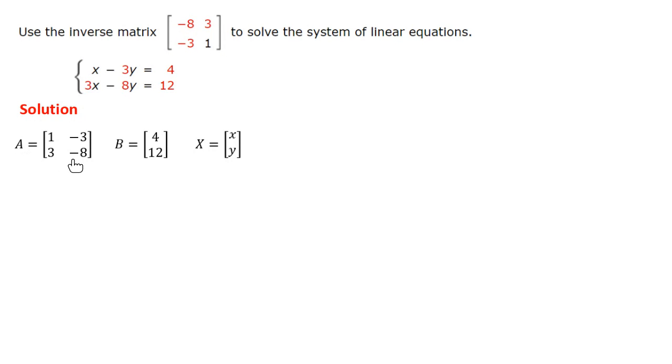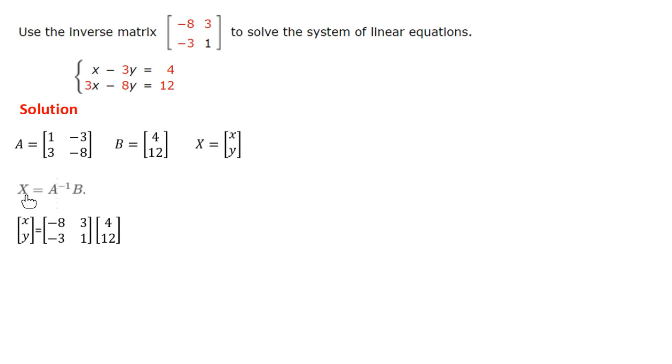So here I have my matrix A. So my A is made up of coefficients. And so the coefficient of X here is 1, so I put a 1. The coefficient of Y here is -3, and then the coefficient of X is 3, and the coefficient of Y is -8. So if you use the inverse formula or any of the other methods, this is going to be your inverse right here, okay? They already did the work for us. And then B is your constant matrix. So these are my constants, the 4 and the 12, so I write it down. And then the matrix X is made up of your variables. So we have an X and we have a Y.